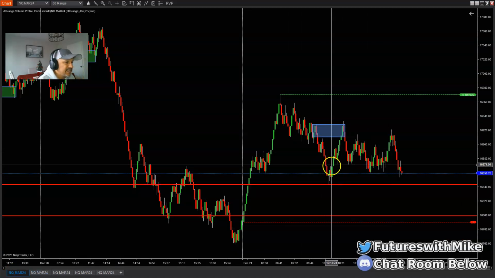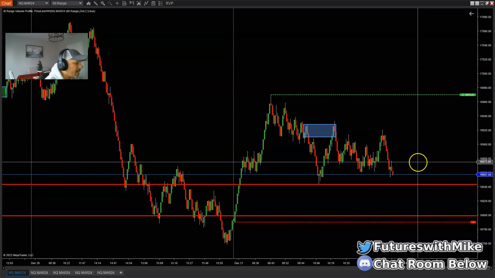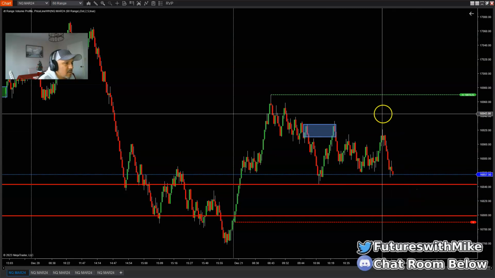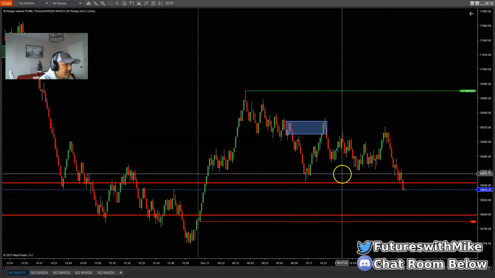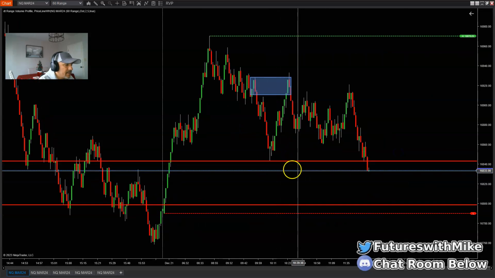So let's see if we're going to break structure now to the downside. I know a lot of us have probably been waiting to see what it's going to do. Is it going to continue breaking structure to the downside, or are we going to start breaking back to the upside here? All right, so it definitely appears that we are moving lower. So we broke structure here on the higher time frame.